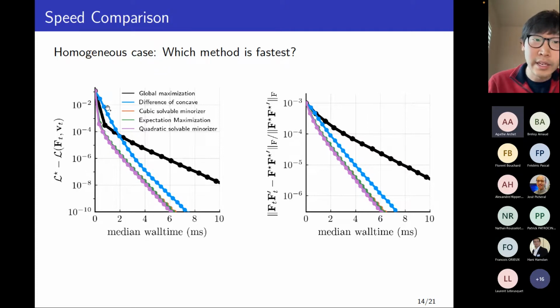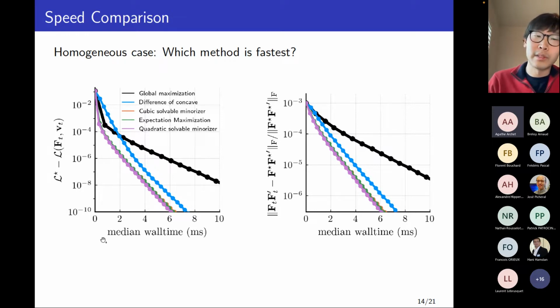And then each of the dots here is one of the iterations, okay? Going from here to the first point, you can see that global maximization really has the biggest jump, as you'd expect, because it's actually fully optimizing the objective. Interestingly, the difference of concave one is making a much smaller step, while the rest of them seem to do pretty similarly, okay? But overall, we can see that, as one might have expected, global maximization does a really good job in terms of per iteration descent.